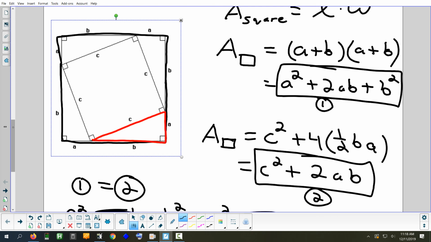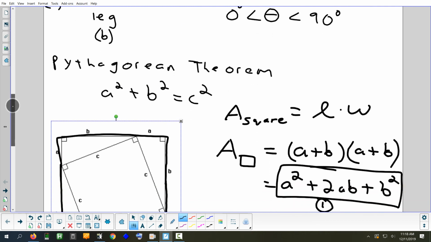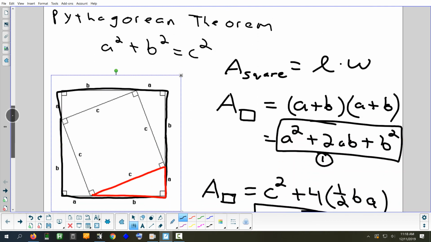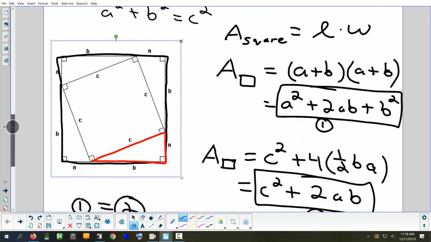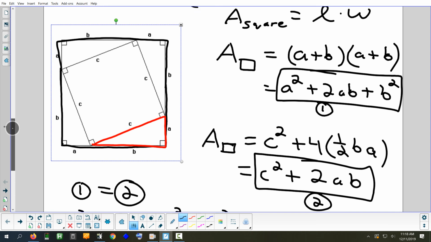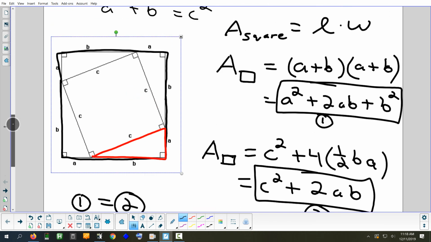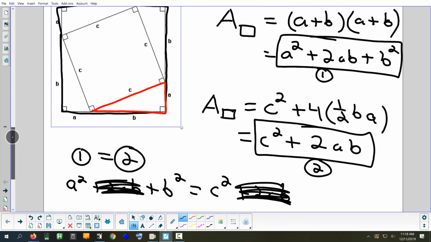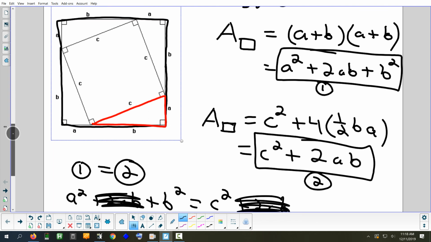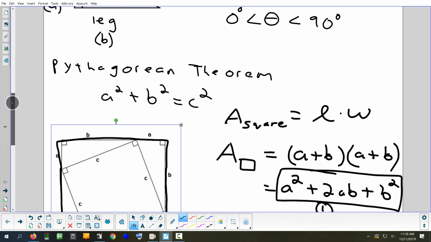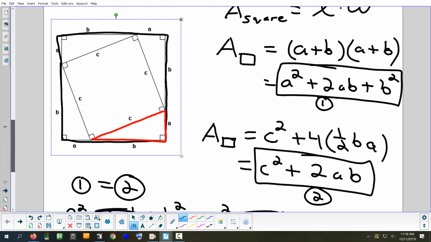Is there going to be a question like this one on the test? How to prove the Pythagorean Theorem? No, I've already done it. I'm not going to ask you how to prove something I've already done, but it could tie into something else. We are going to use the Pythagorean Theorem a lot. But any questions on how we proved it?